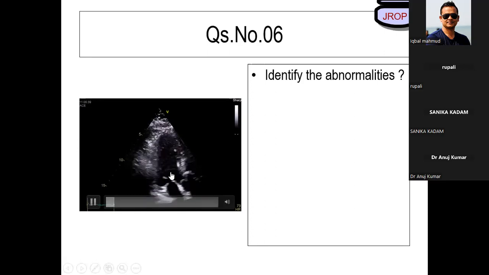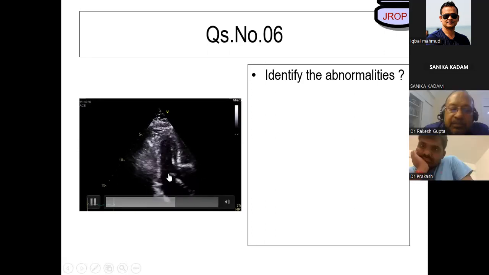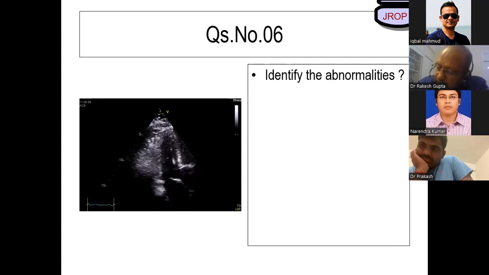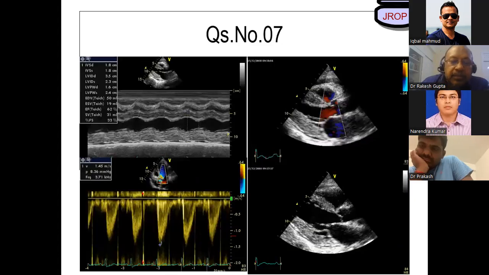Look at this chord, it's just getting into the LVOT every time. This is chordal SAM. All right.